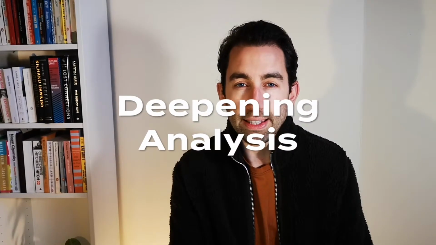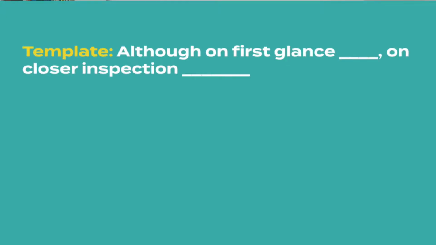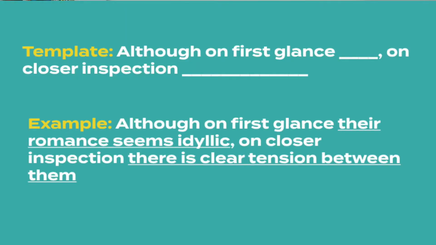Number four is deepening analysis. Although on first glance [observation], on closer inspection [deeper observation]. So for example, although on first glance their romance seems idyllic, on closer inspection there is clear tension between them. So this is another example of how you can clearly discuss layers of meaning.